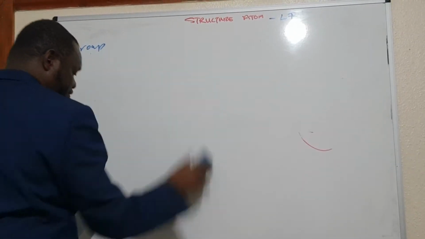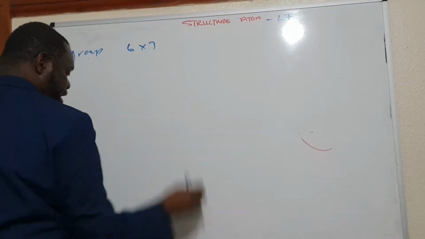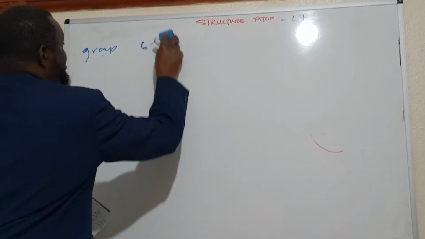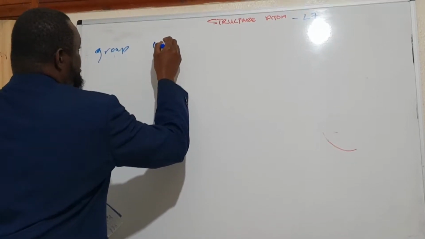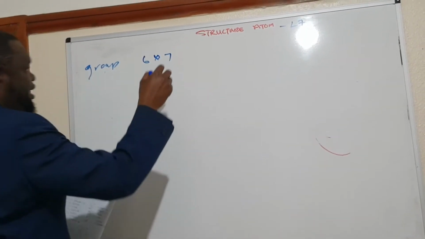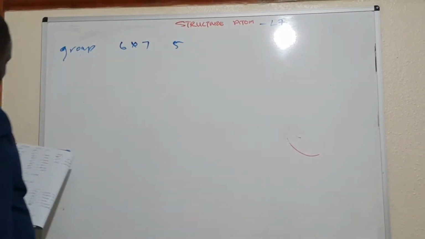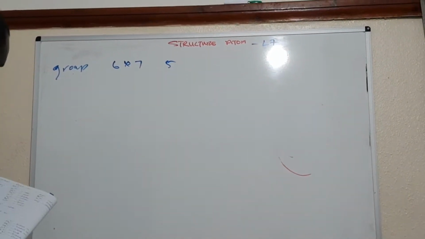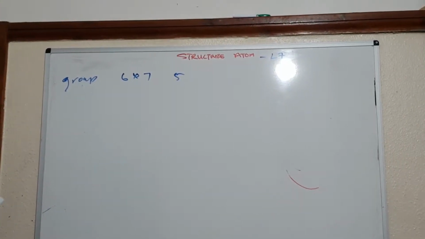In most of these ions, they will be in groups 6 and 7. Why 6 and 7? Because they are the ones which accept electrons. Yes, 6 and 7. Sometimes 5, like nitrogen, something like that. Now let's look at this. Okay, group 7.